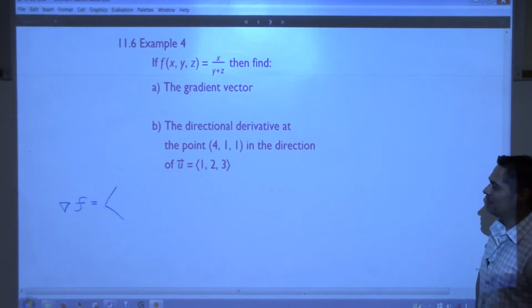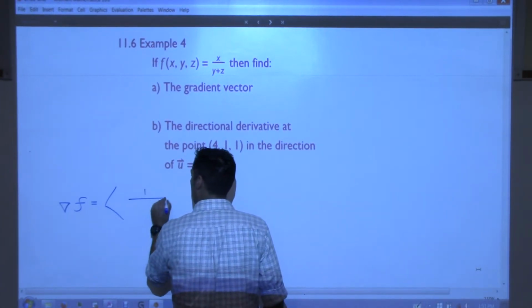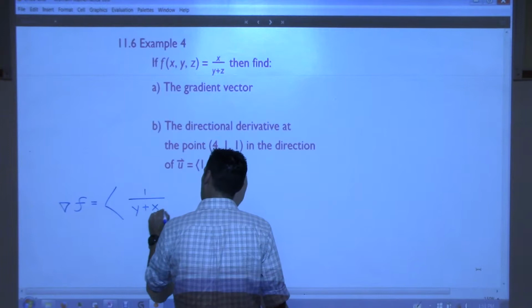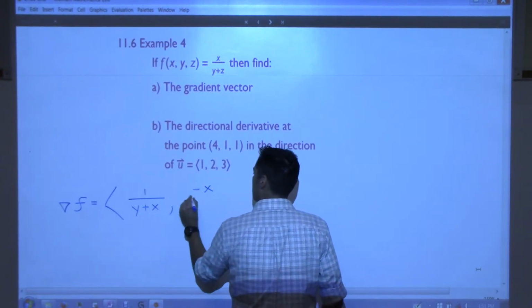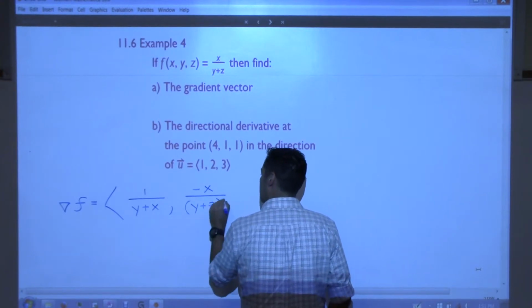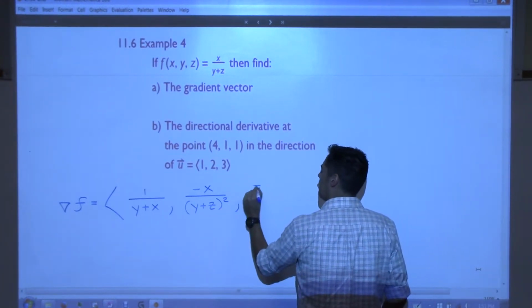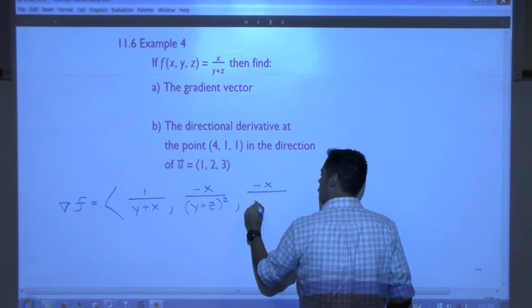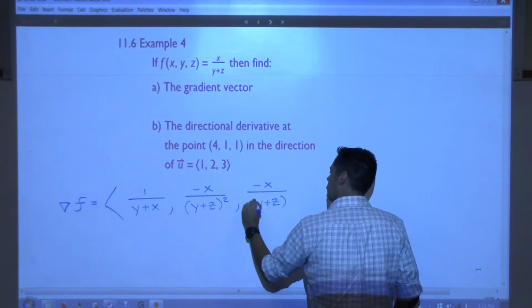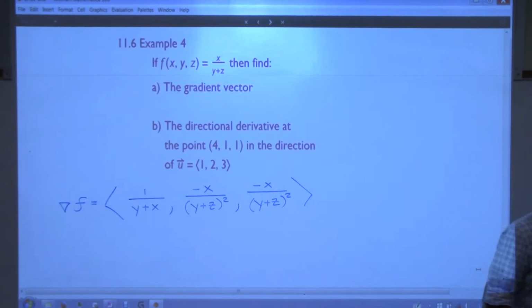I mean, 1 over y plus z, and negative x over y plus z, all of it squared. And then the same thing, negative x again. Yeah, negative x over y plus z squared. Okay, anybody agree? Got 1 agreer, 2 agreers, I agree.